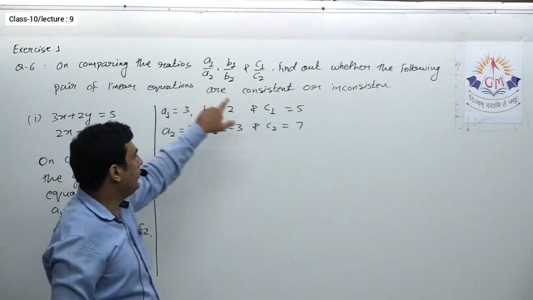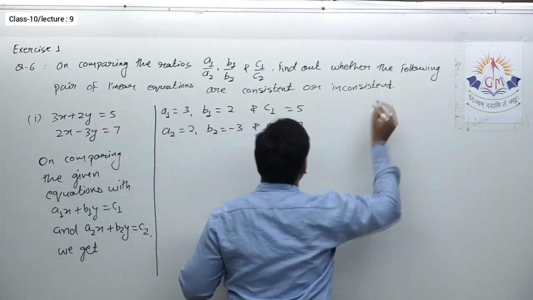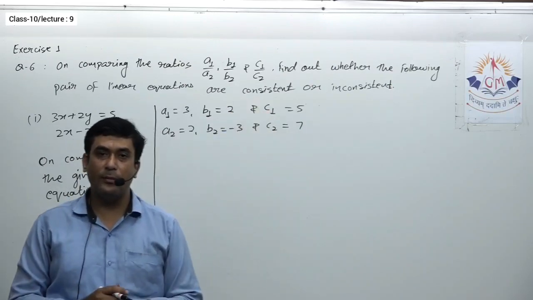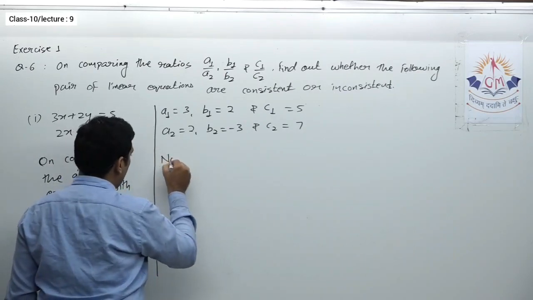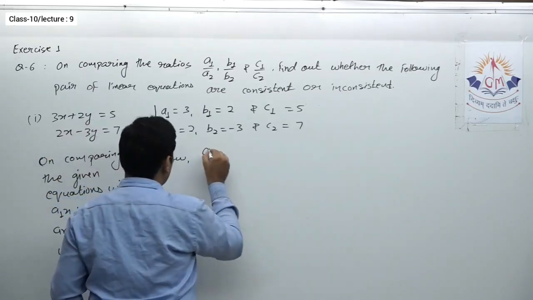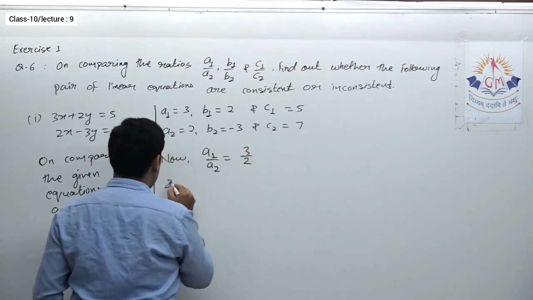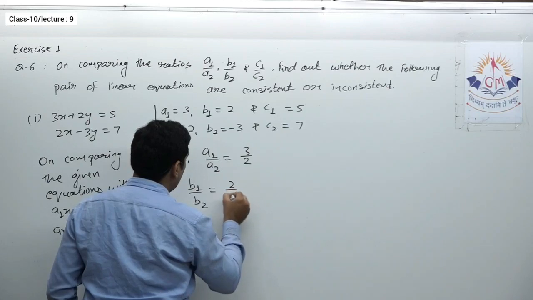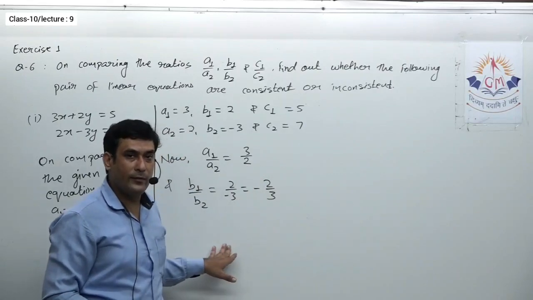Now what we have to find out is whether they are consistent or inconsistent. To identify that, for the consistent case there must be at least one solution. That means there must be either a unique solution or infinite solutions, and the condition for that is a1 upon a2 is not equal to b1 upon b2. So first of all I will find the value of a1 upon a2. Now a1 upon a2 is equal to 3 by 2, and b1 upon b2 is equal to 2 upon minus 3, that is minus 2 upon 3. So clearly these two are not equal, so no need to find c1 upon c2.